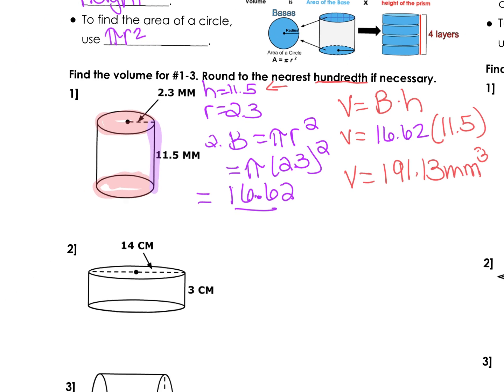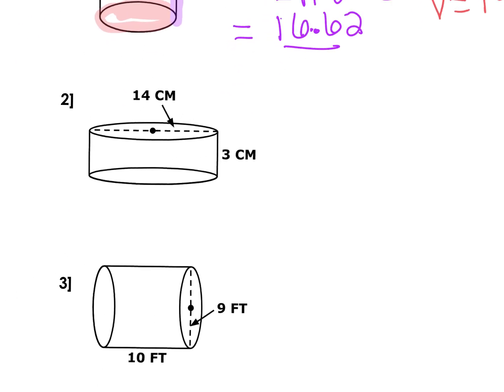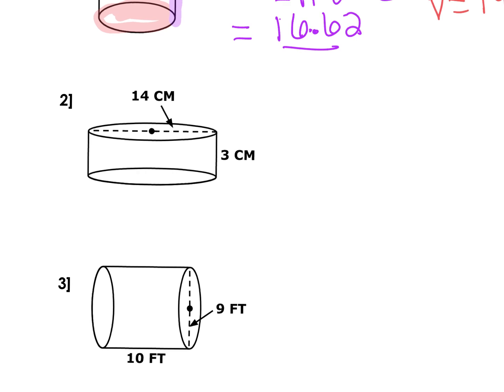Let's look at number 2. Okay. So here, number 2, I'm going to do the same thing. I'm going to identify my base. So bases I know of a cylinder are circular, so there's my two bases. My height connects the bases. Okay. And then I'm going to put that aside. I need my height. So my height is 3. And I need my radius.